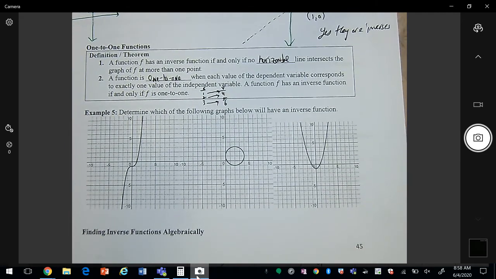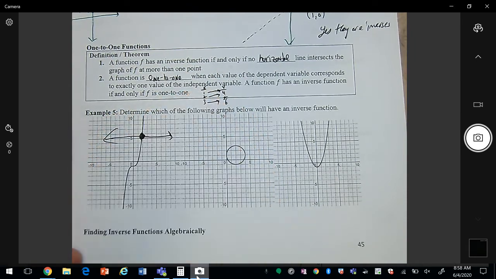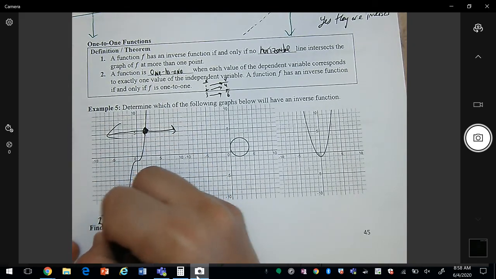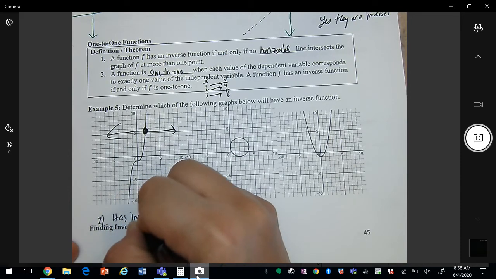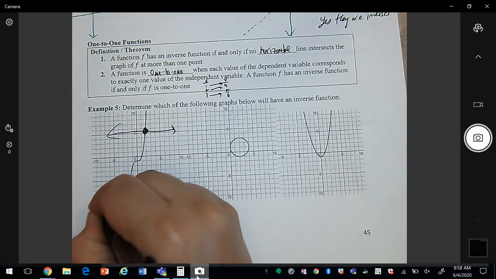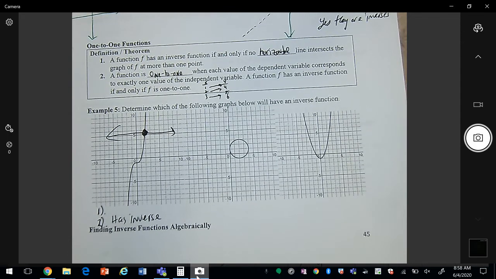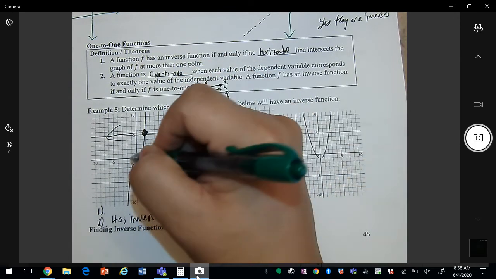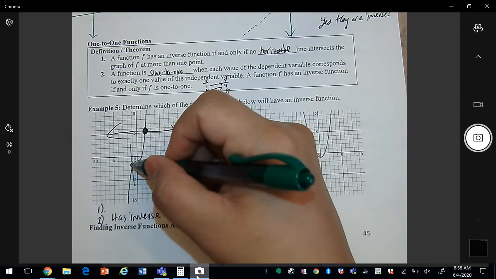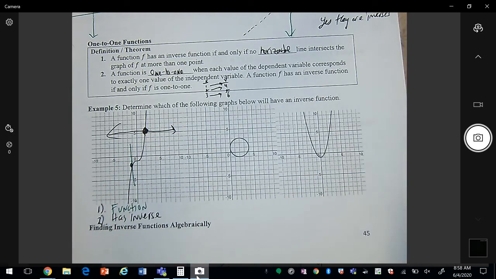But there is a horizontal line test that we can use. If you draw a horizontal line and it only touches a graph at one point, then we say that the graph has an inverse. So first, we need to make sure that it's a function. So to determine if it's a function, we actually draw a vertical line test. And the vertical line test here shows that it only crosses in one point. So this is a function, and it has an inverse.